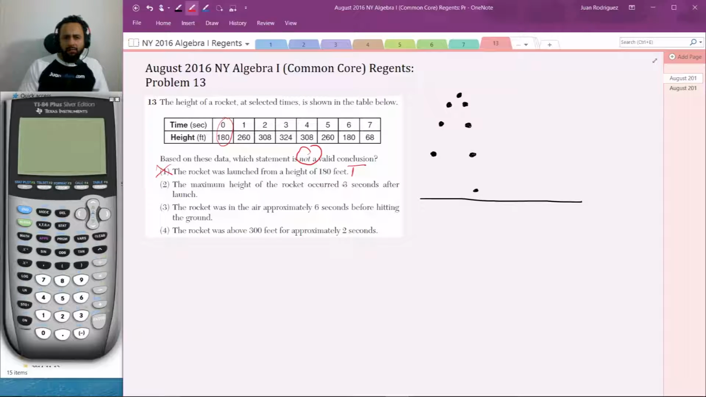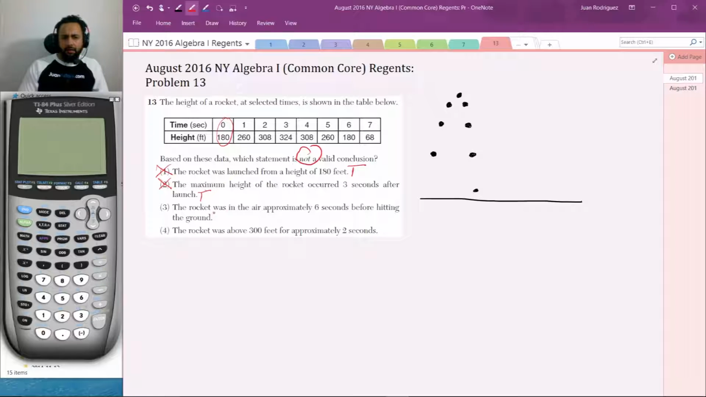The maximum height of the rocket occurred 3 seconds after launch. You look at 3 seconds, 324. And we look to the left and to the right, 308 and 308. Those are the same. So that means the max height was at 3 seconds. So that's a valid conclusion. That's true. So that's not the answer.